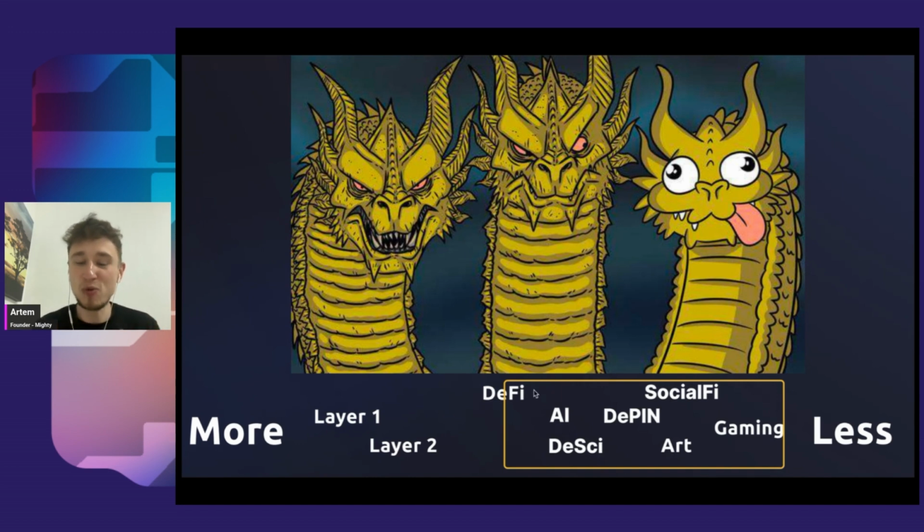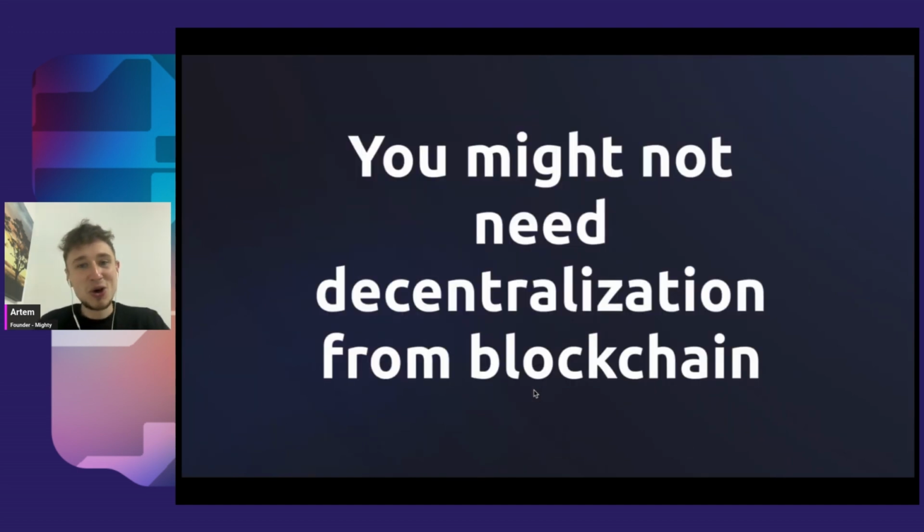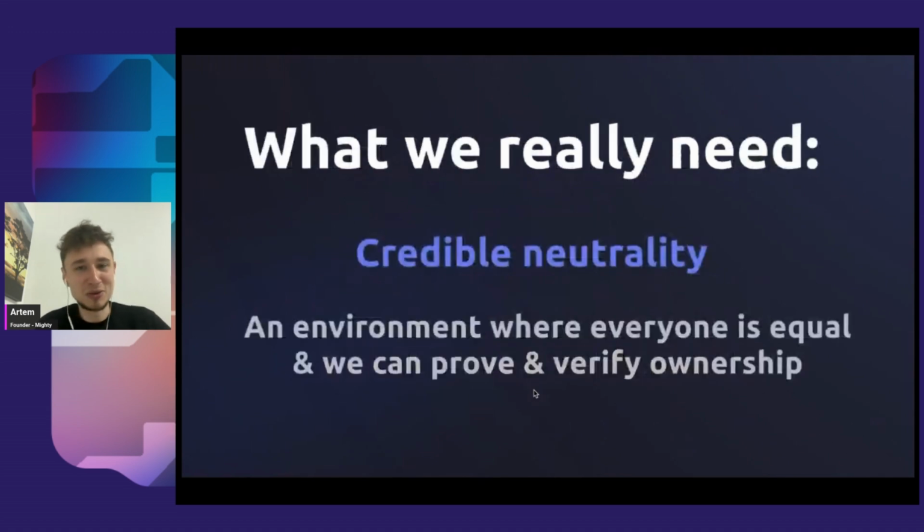So what we're going to focus on is this square on the right side. And this is the scope of Web 2.5 apps, and the talk is called Web 2.5 apps and decision making when building those. So we are going to focus on this exact scope. So yes, you might not need decentralization from blockchain, but what do we actually need then? Some people might ask.